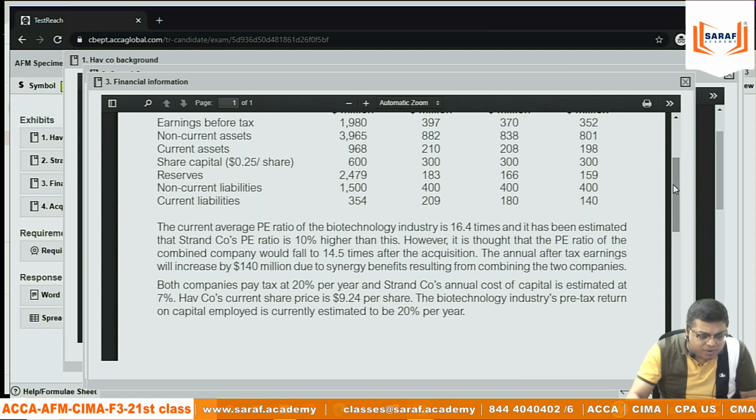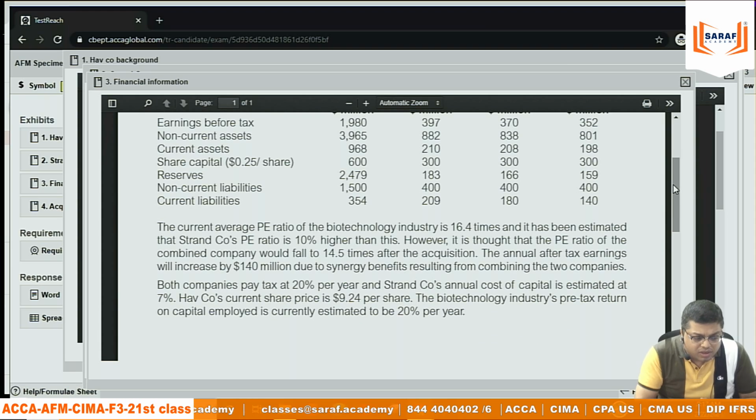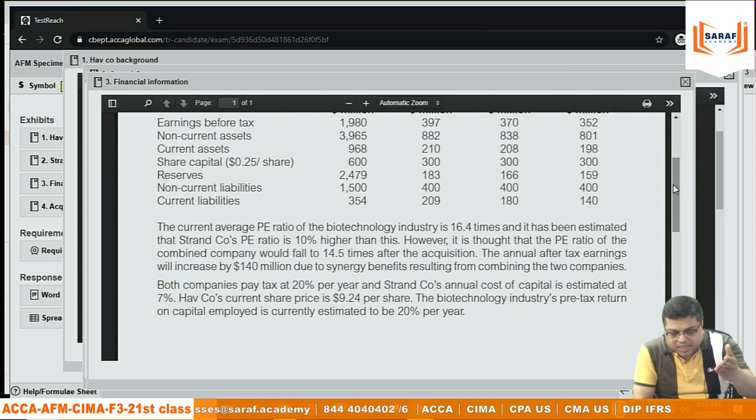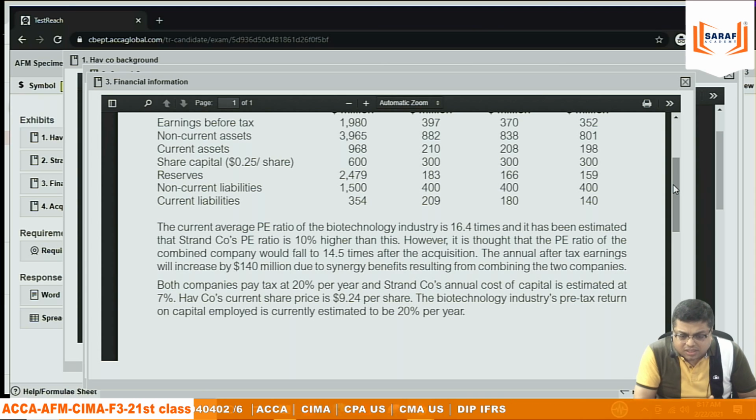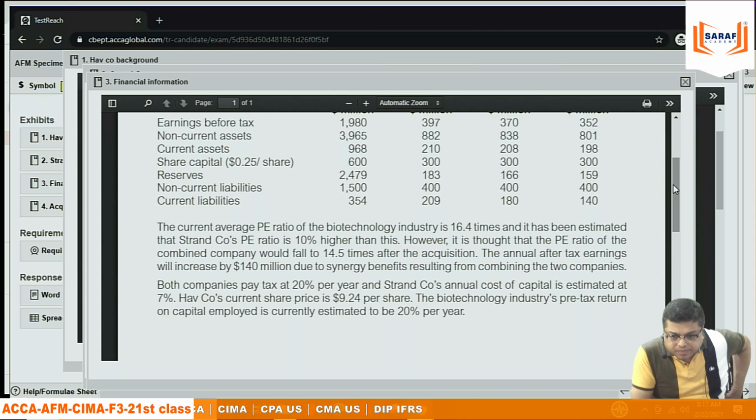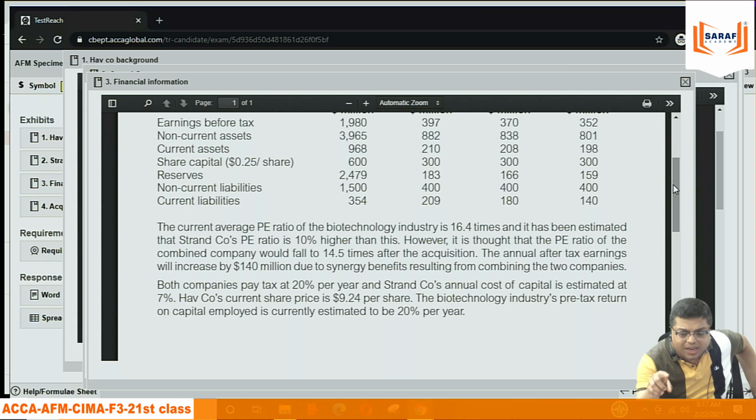P ratio से वैल्यूएशन करने के लिए क्या करना होगा? Their earnings per share, that is their pre-tax earnings minus tax, then the post-tax earnings into 18 approximately will give their current value. Our current value is into 9.24. But after synergy, the total earnings of the two companies plus 140.